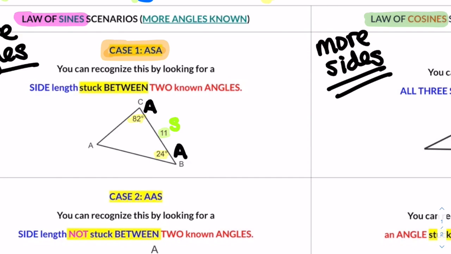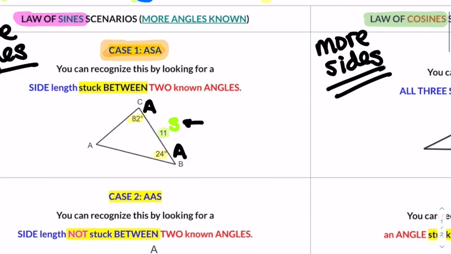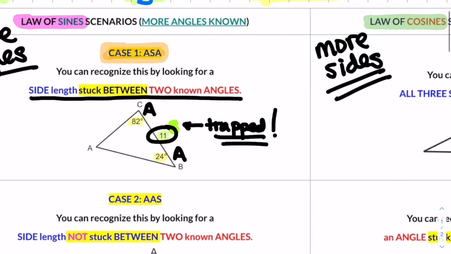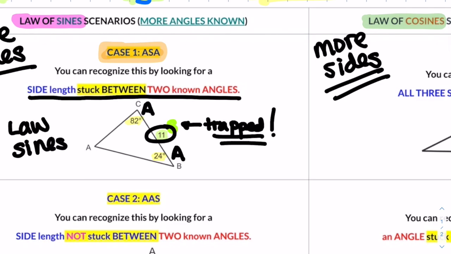As you can see, you have the case where there is a side trapped between two angles. See how it's literally stuck right in between the two yellow angles. So whenever you see a side length stuck between two known angles, just like this, that's going to be one indicator that we can use the law of sines. So I'm going to go ahead and write that right here. That's going to be the sine law.